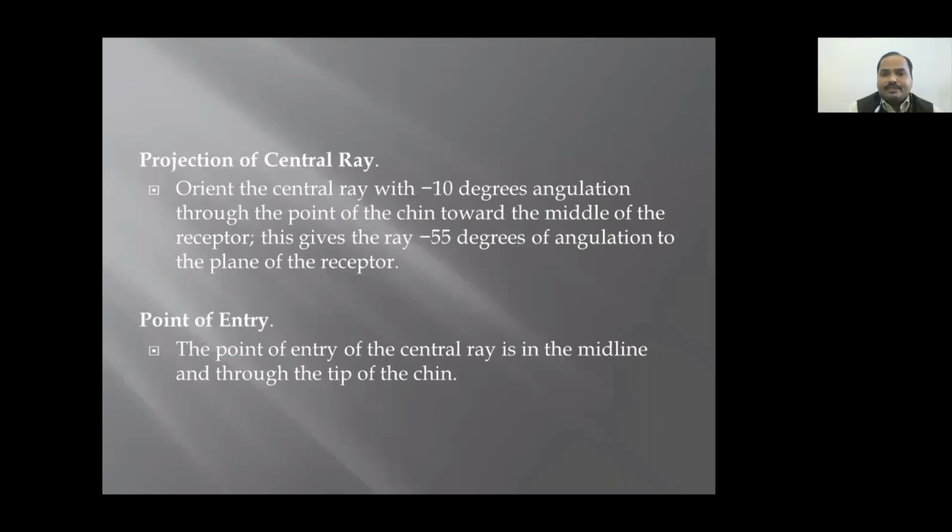Then the central ray projection will be taken as minus 10 degrees vertical angulation through the point of the chin towards the middle of the receptor. So this will give a minus 55 degrees angulation to the plane of the receptor, because 45 degrees was the receptor angulation with the floor, and minus 10 degrees you are giving as the angulation of the beam. So a total of minus 55 degrees angulation is given to the plane of the receptor. The entry of the central ray will be in the midline and through the tip of the chin.